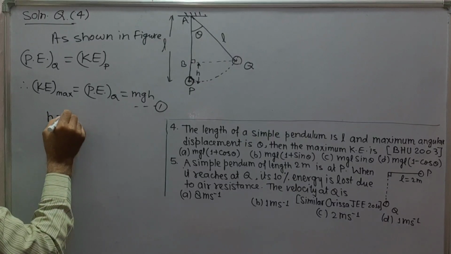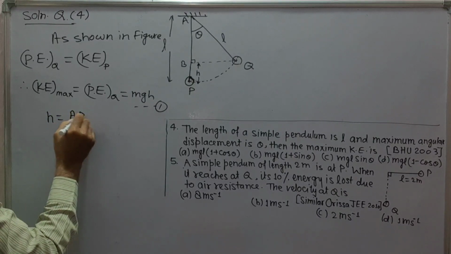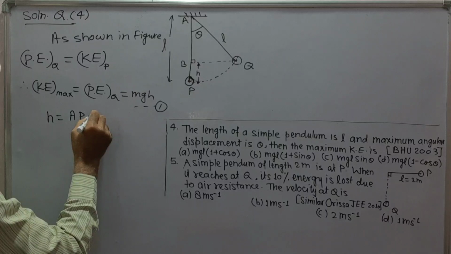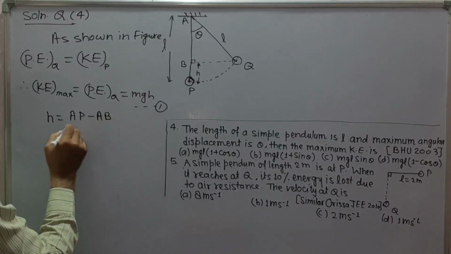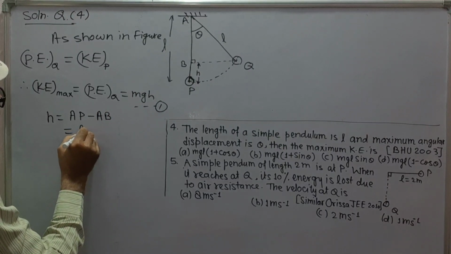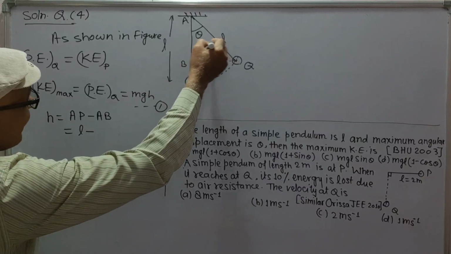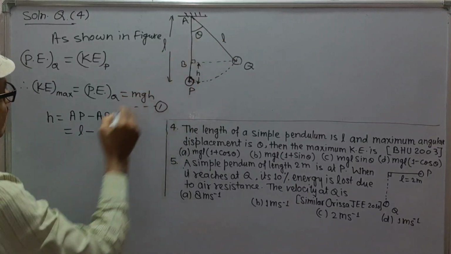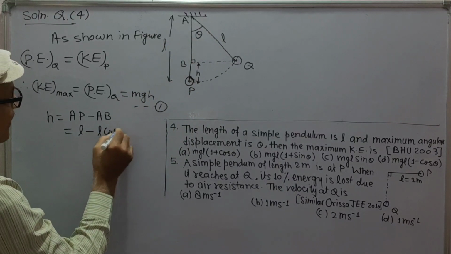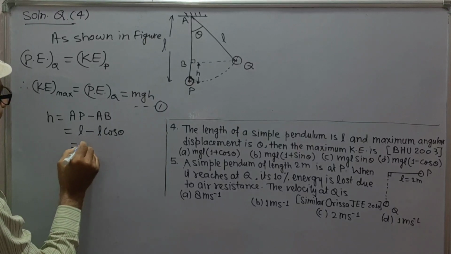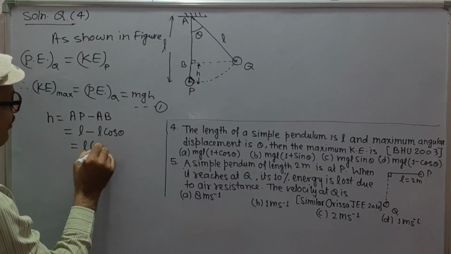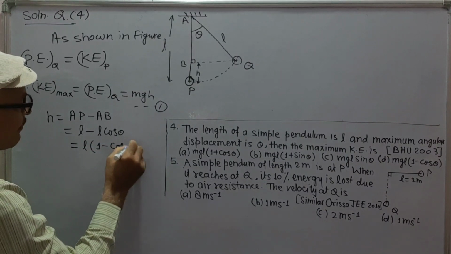H is AP minus AB. AP is L and AB is L cos theta. So it gives L into 1 minus cos theta.